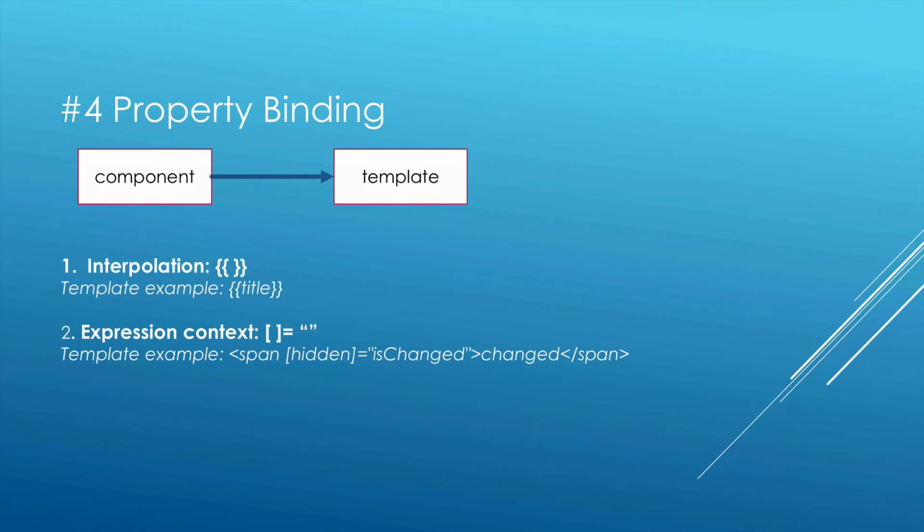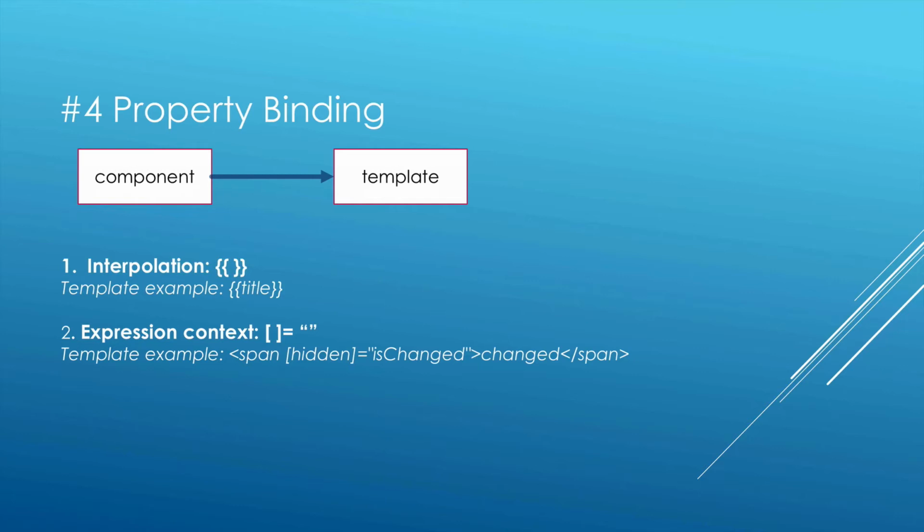Number 4. Property binding. Property binding simply means passing data from the component class and setting the values of a given element in the template view. It is one-way binding as shown in the diagram. You set the data values in the component through property binding. The data will show in the element in the view.